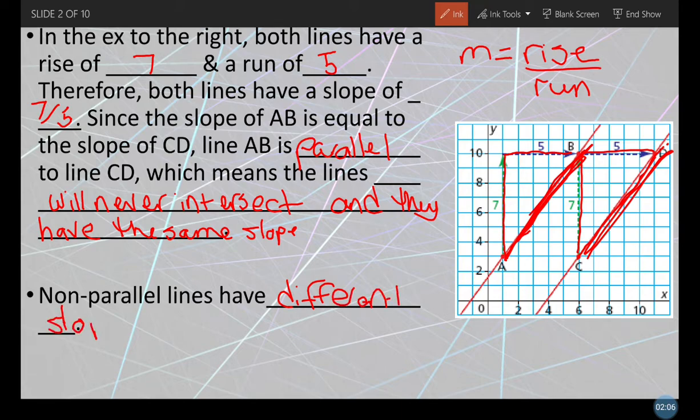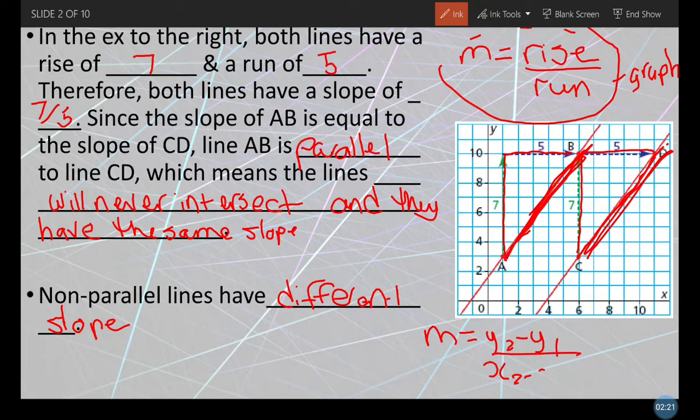And some things we also need to remember from the previous unit is that m is equal to rise over run, and we generally use this to find slope if we're given a graph. The other one is m is equal to y2 minus y1 over x2 minus x1. And we would generally use that if we are given data points or a chart. And we can then use that information to help us figure out the slope. Okay, so the big thing to take away from this first slide is that if two lines are parallel, they will have the same slope.